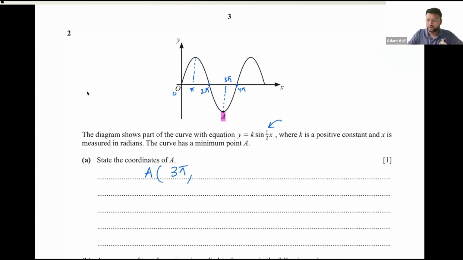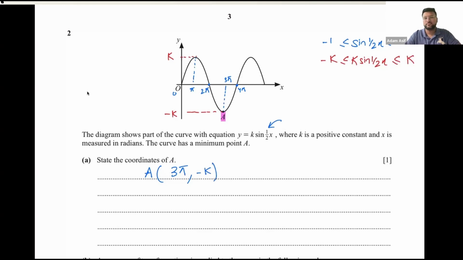Now, what's going to be the y coordinate of A? Is there any vertical transformation? The function sine half x is always going to be between -1 and 1. Now, if you multiply this by k, it goes from minus k to k. So the minimum value is minus k and the maximum value is k. So what is the coordinate of point A? It's 3 pi comma minus k. That's the working for the coordinates of point A.